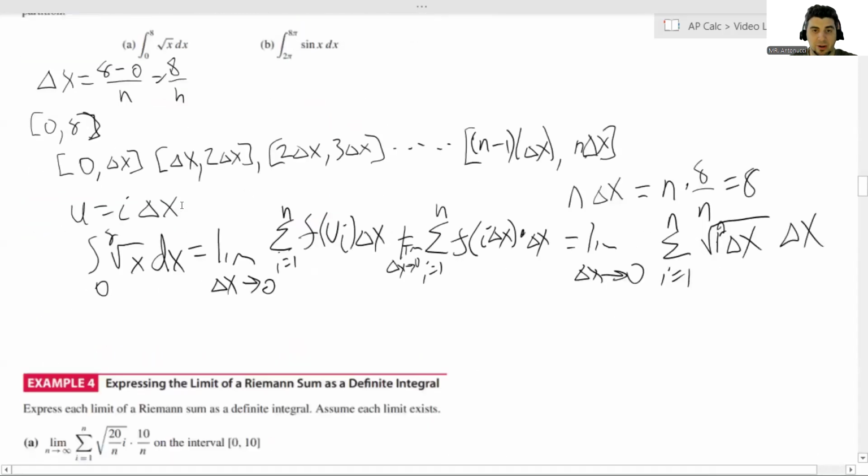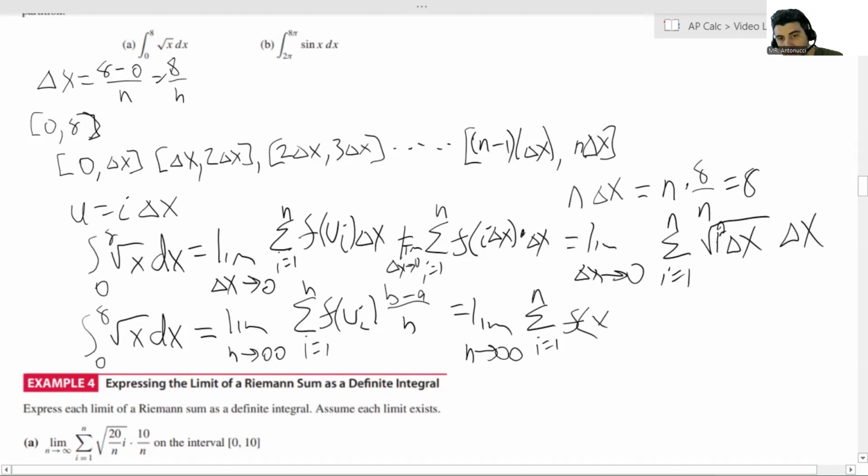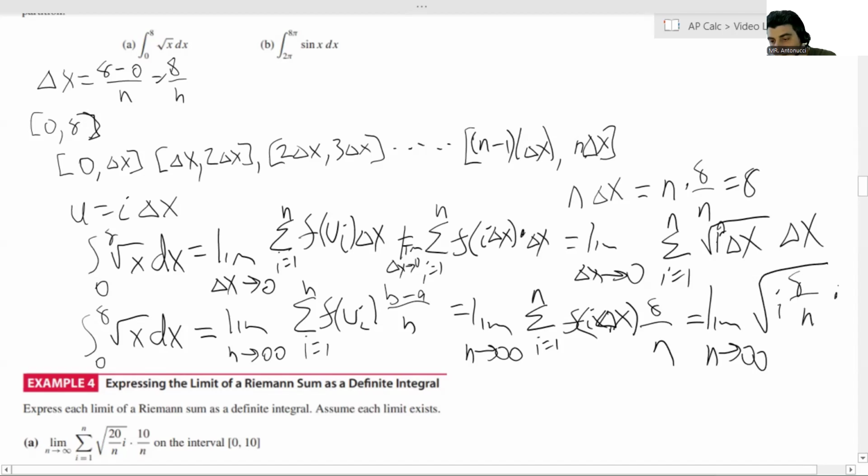Okay, so that's using this first expression. If we want to use the other expression, it's going to be the integral from 0 to 8 of square root x dx equals the limit as n approaches infinity of the sum i equals 1 to n of f of u sub i times b minus a over n, which is going to be the limit as n approaches infinity of the sum i equals 1 to n of f of x sub i, times 8 over n, which is the limit as n approaches infinity of the square root of 8i over n, times 8 over n. Okay, that last 8 over n is not in the square root.